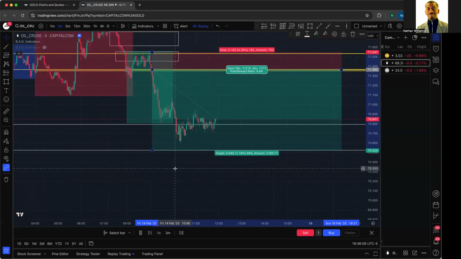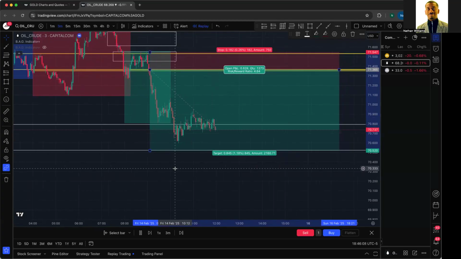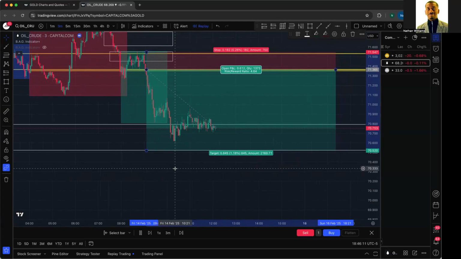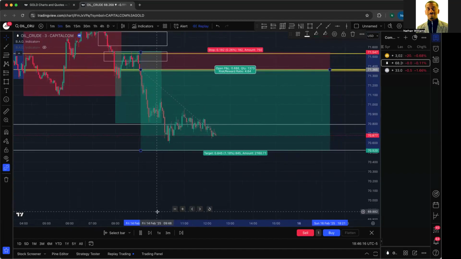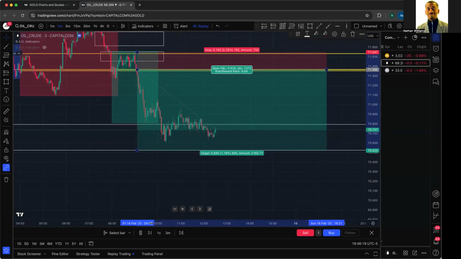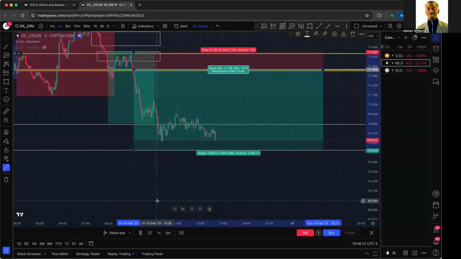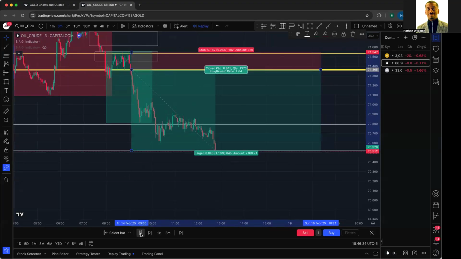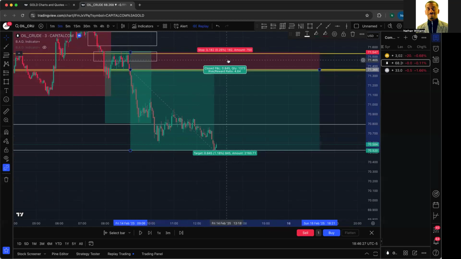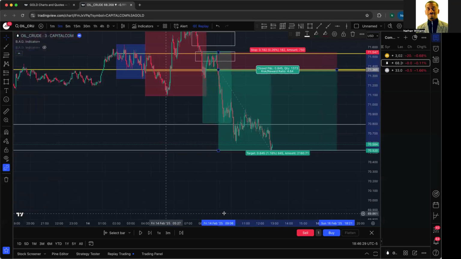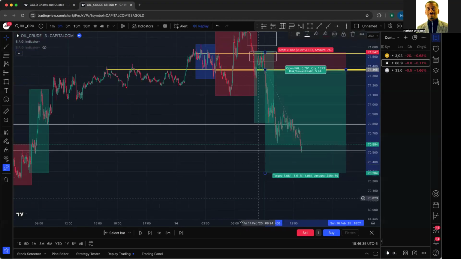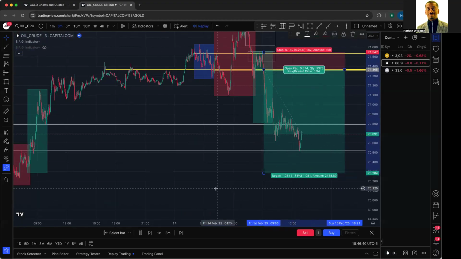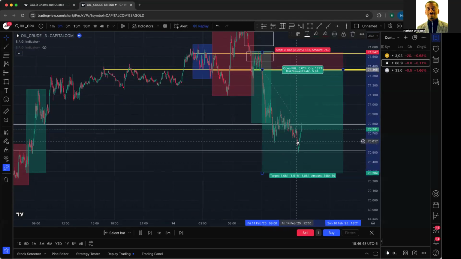Finally getting some movement. There it is, moving to the downside finally. Oil a little slow at times. And boom, you got TP number two hit. 1 to 4.64. That's TP2. TP3, we know, is the low of New York session from previous day. That's 1 to 5.94.